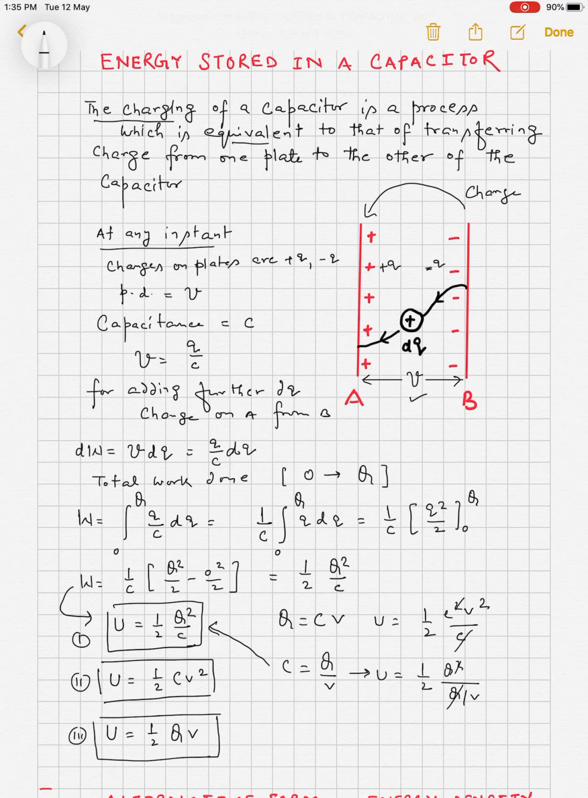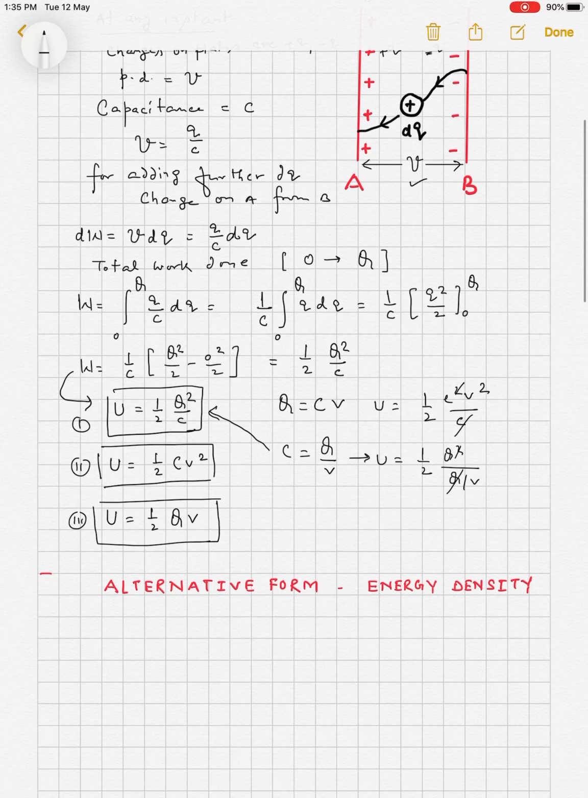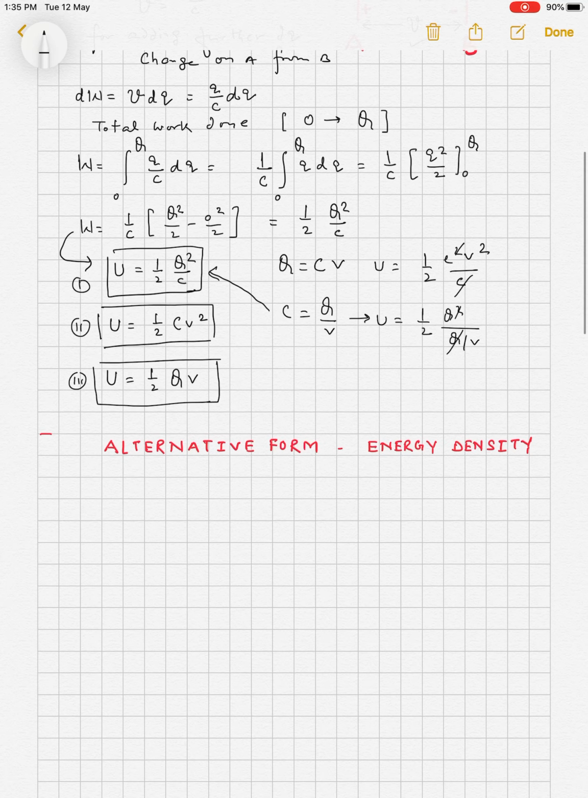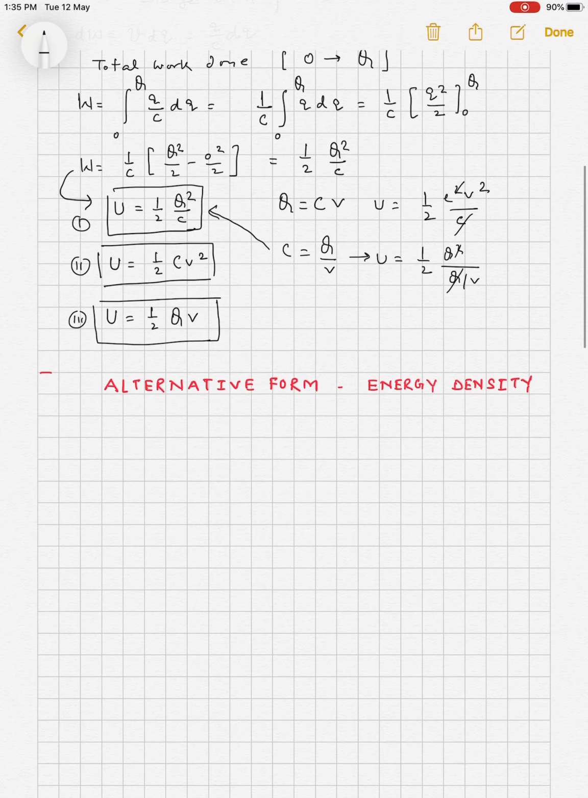So this energy is stored in the gap, in the electric field between the plates. This potential energy can be viewed as the energy stored in the electric field between the plates of the capacitor. Now an alternative form, and that is called energy density. So for the alternative form of energy density, suppose we consider a capacitor having plus Q and minus Q charge.